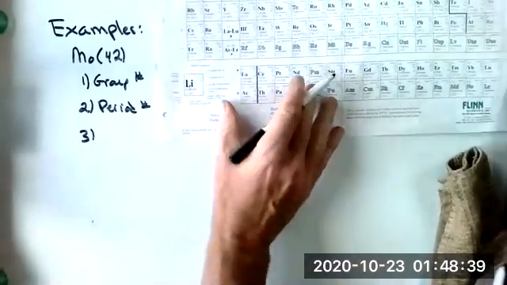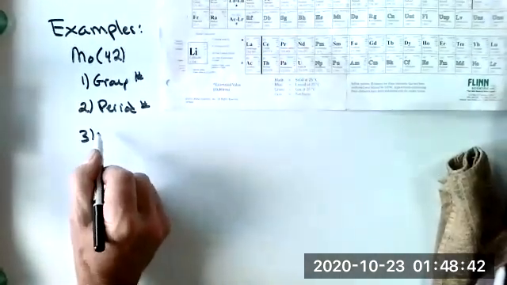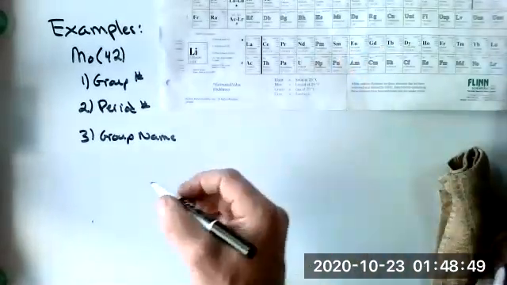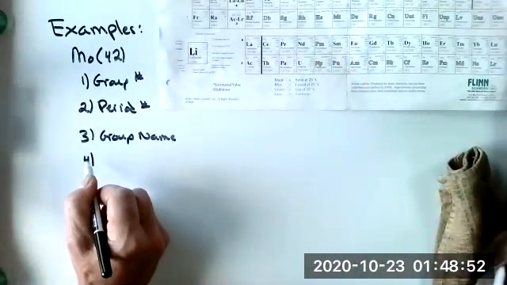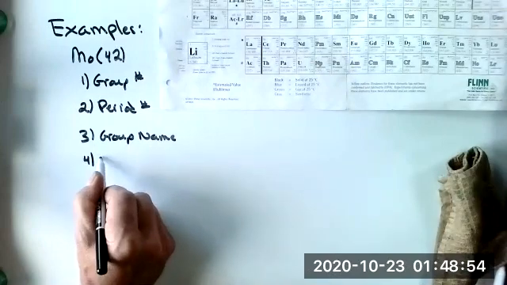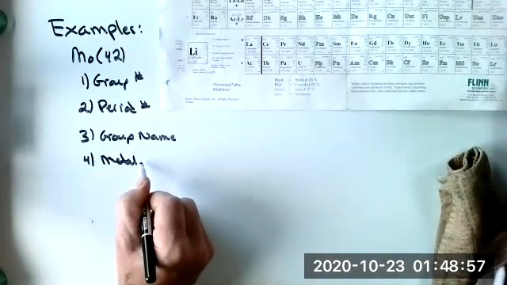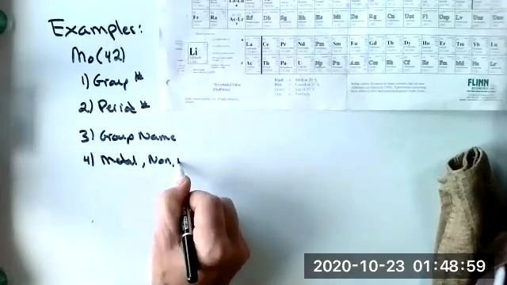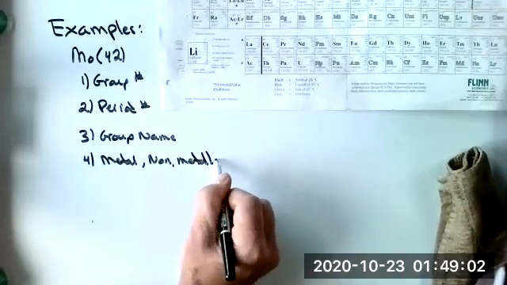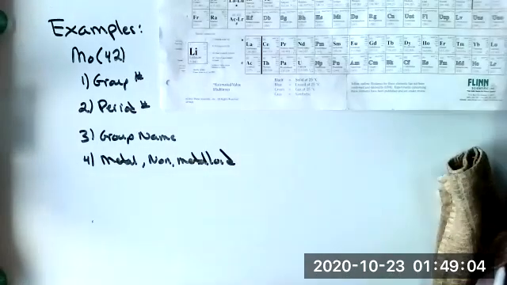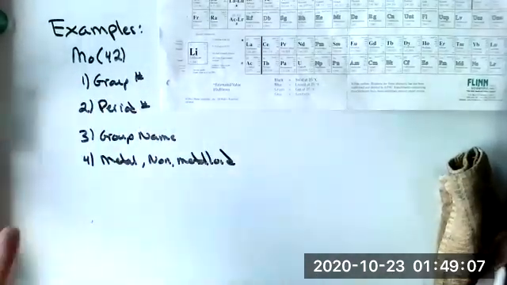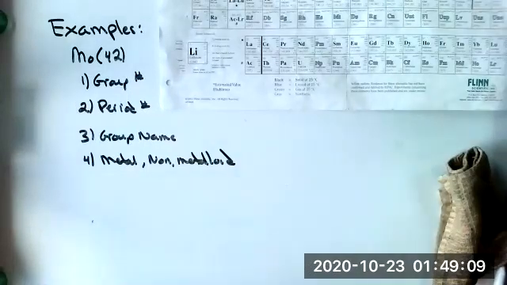Can you tell me if it has a special group name, like alkali, alkaline, transitional? And then the fourth and final piece, could you tell me if it is a metal, a non-metal, or a metalloid? And I'll do this first one for you. If you just want to sit back and watch, that's totally fine. I'll do it because I like doing this kind of stuff.